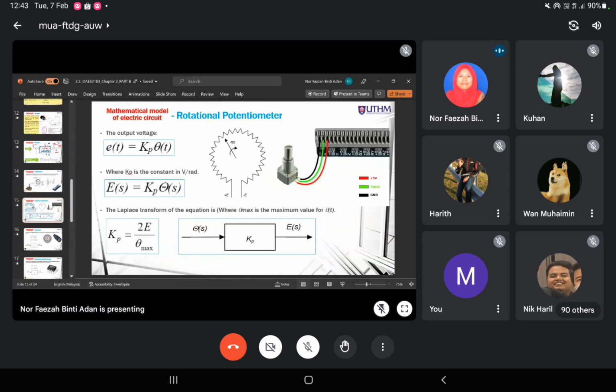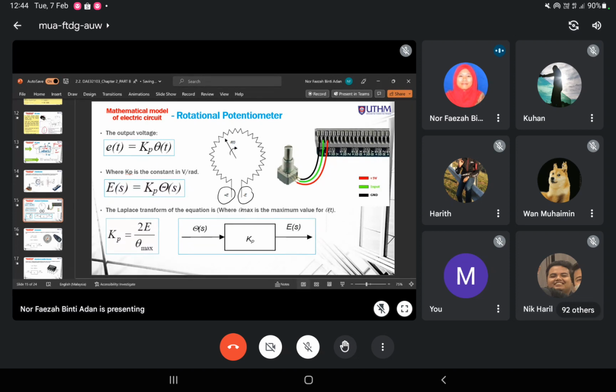So rotational potentiometer. You are given the equation of it, which is Kp. Kp tu adalah dia punya coefficient for the potentiometer, equivalent to 2E over theta max. Okay, 2E ni datang daripada mana? So you tengok gambar rajah ni, dia ada positive E and negative E.